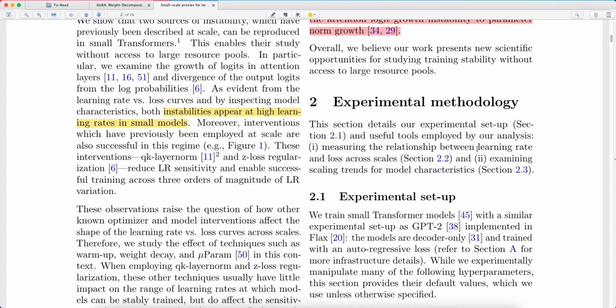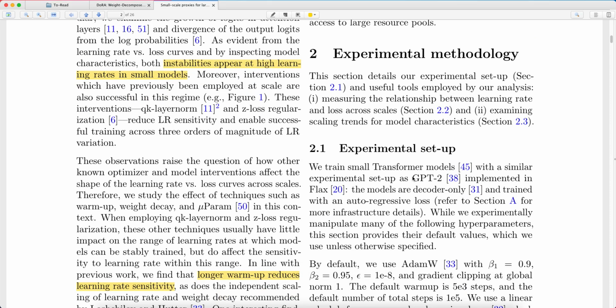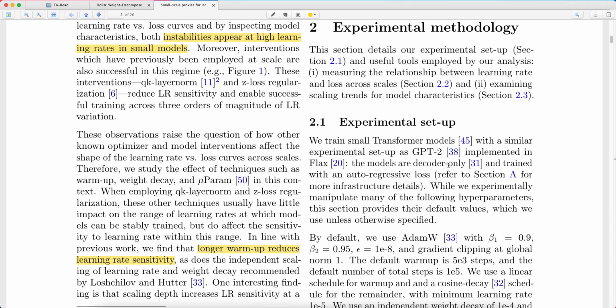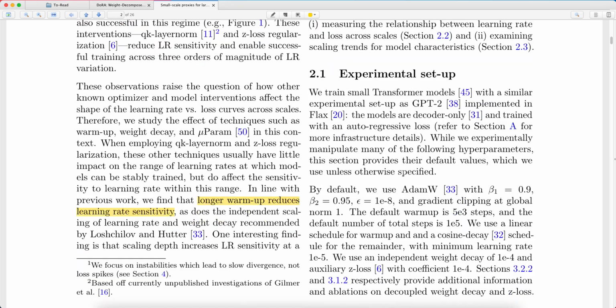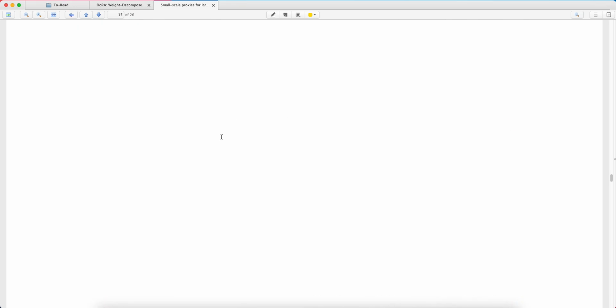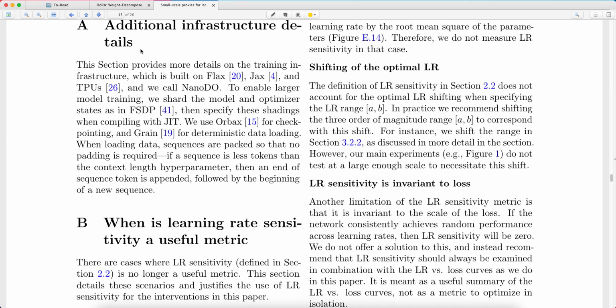All right, measuring the relationship between learning rate and loss, examining scaling trends for model characteristics. They train small models, similar setup as GPT-2, decoder only, autoregressive loss. So if we look at more infrastructure details, Flax, JAX, and TPUs, training infrastructure. We shard the model and optimizer states as an FSDP, compiling with JIT. Don't know what Orbax is, and grain.